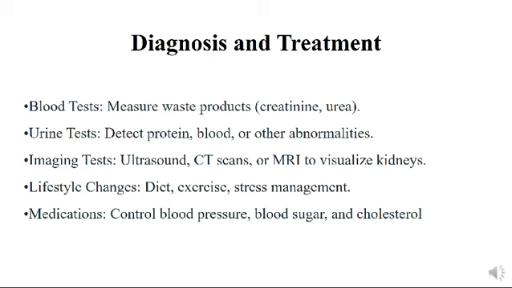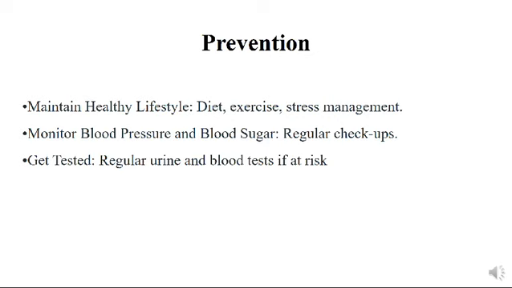Diagnosis looks at the protein level of the kidney, blood attributes, and other abnormalities in our body. Kidney imaging is done by ultrasound, CT scan, or MRI to visualize the kidneys. The proper treatment for CKD is lifestyle change. A proper diet, regular exercise, and managing stress levels are the major things to protect from CKD. Medications are based on controlling blood pressure, blood sugar, and cholesterol level. The major prevention methods are maintaining a healthy lifestyle, monitoring blood pressure, and getting tested on a regular basis.